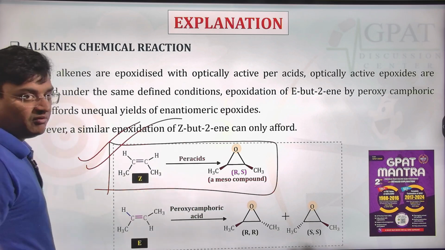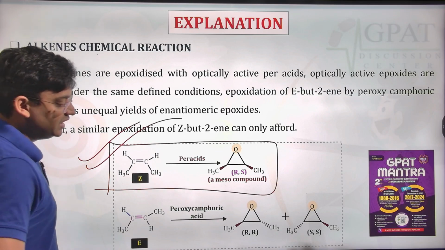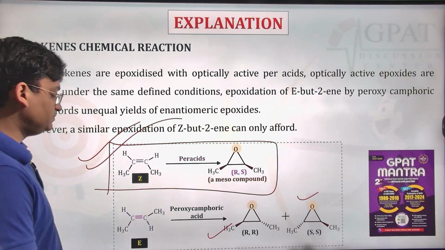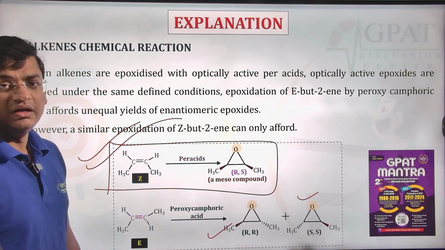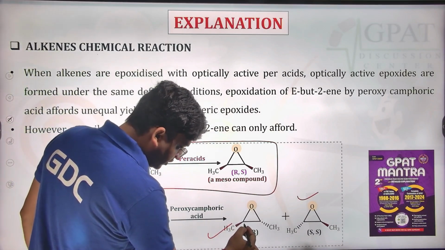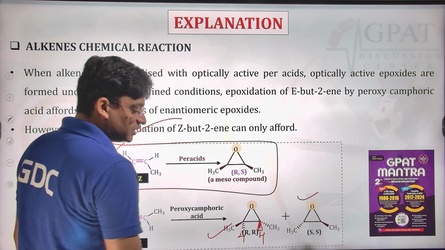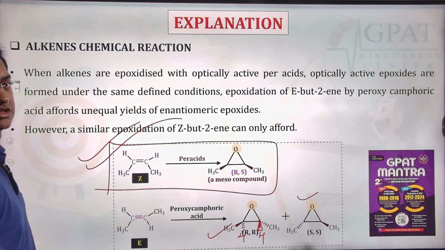And if we have our E double bonded system, then we can have our enantiomers. Since one of the hydrogens is in the dash position, like here we have one hydrogen present on the dash, and here the hydrogen will be present on the wedge position. So the configuration will be the same.